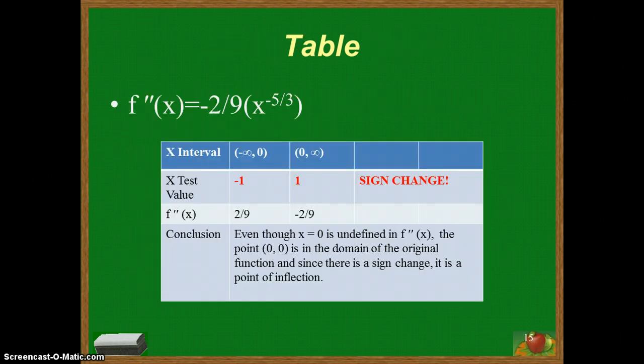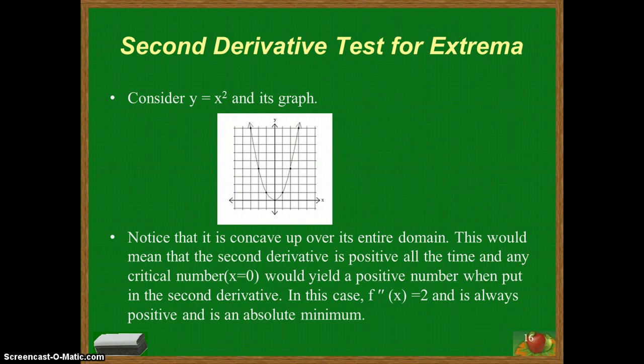Okay, here we go. I've got my intervals set up, -infinity to 0, 0 to infinity. My test values chosen at random yield f double prime of 2/9 and f double prime of -2/9 respectively. I have a sign change. Therefore, even though x equals 0 is undefined in the second derivative, the point (0, 0) is in the domain of my original function, and since it's a valid point and there is a sign change, we would describe this as a point of inflection where the curve changes concavity.